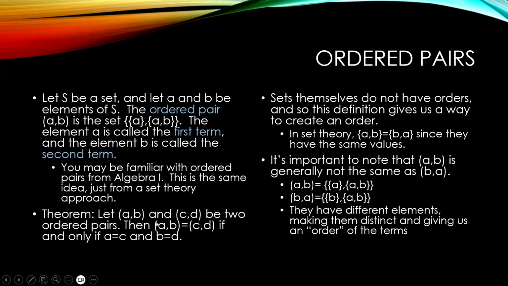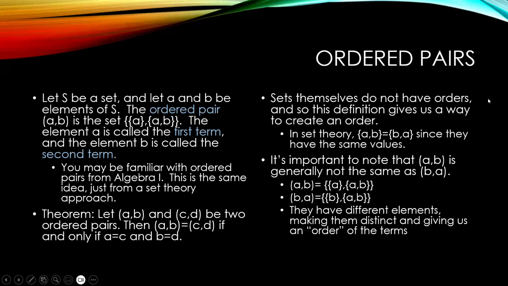And so here's the theorem. Let (A, B) and (C, D) be two ordered pairs. Then (A, B) is equal to (C, D) if and only if A is equal to C and B is equal to D. And so if we are going to state that things are equal, they have to have the same values in both the X and Y values.